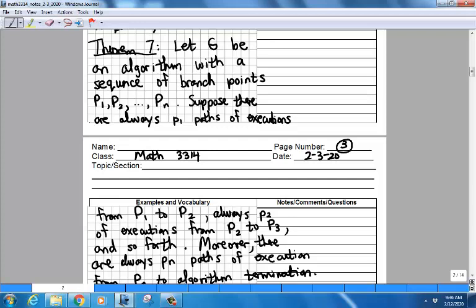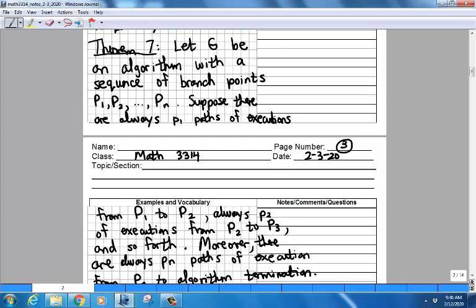I've labeled them P1 through Pn. So in your first branch point, there are P1 paths of execution following that first branch point. And then there are P2 paths of execution following the second branch point. But remember, these are in sequence. This branch point, and then we have to make this choice after we made this choice, and then we have to make this choice after we made this choice, and so on and so forth. So you have a sequence of choices.